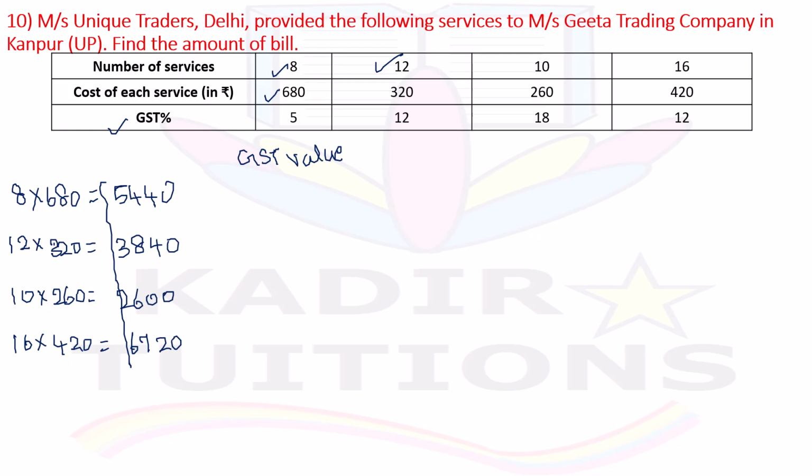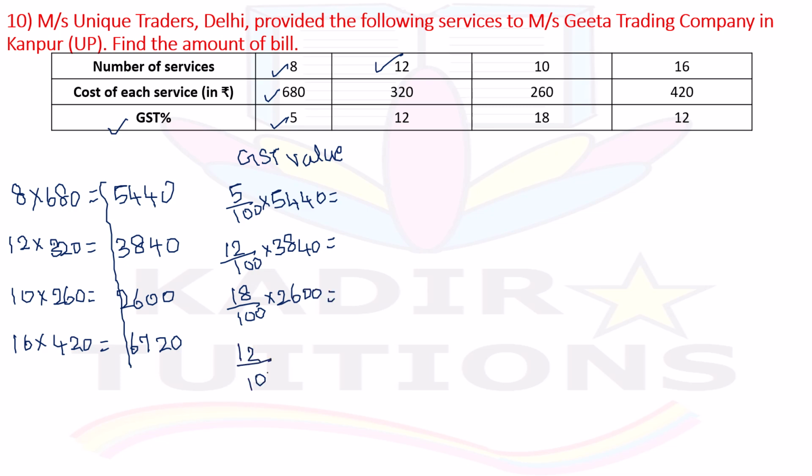So what is the GST value for the first item? It is 5%. So first find 5 by 100 into 5,440. And for this one it is 12%. So 12 by 100 into 3,840, and here the third one is 18%. So 18 by 100 into 2,600, and the last one is 12%. So 12 by 100 into 6,720. So we are going to cancel so that we'll get the amount.